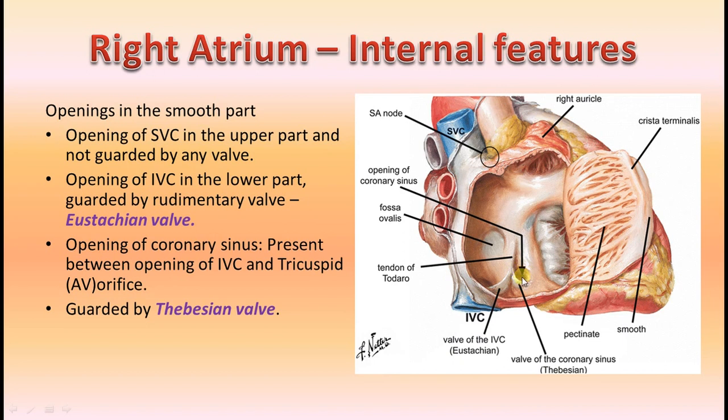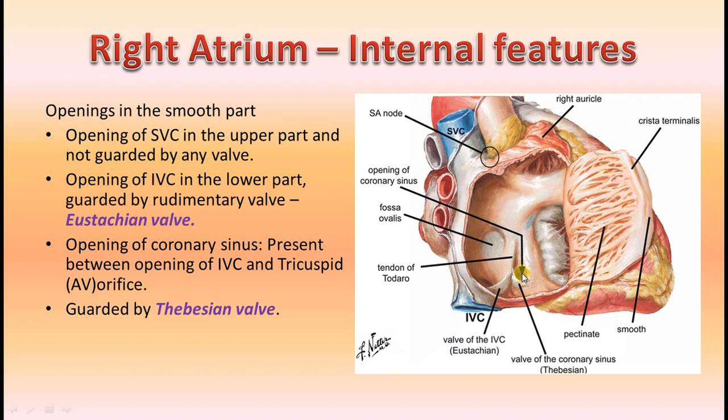Next, you see the opening of the coronary sinus. The coronary sinus is the largest venous channel of the heart, which opens into the right atrium. The opening of the coronary sinus is situated between the opening of the inferior vena cava and the tricuspid orifice. You are able to see this opening situated between the IVC opening and the tricuspid orifice. So that is the opening of the coronary sinus.